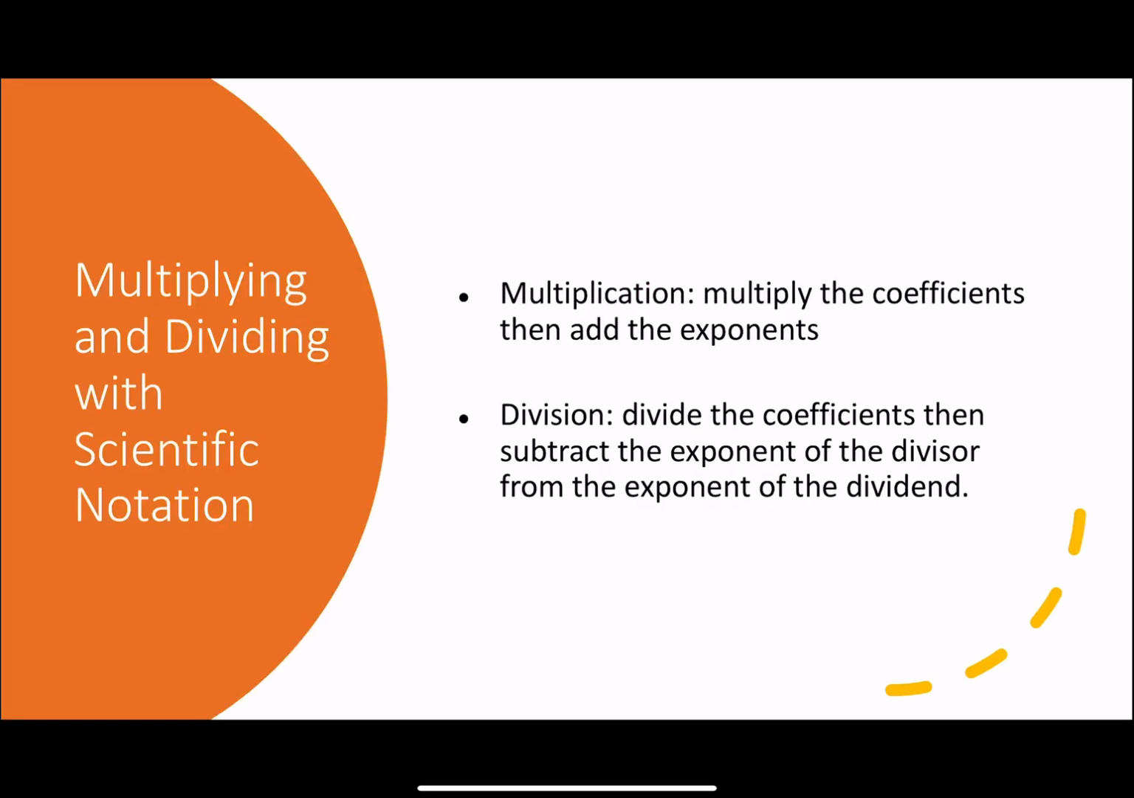Okay, next one, how do we multiply and divide with scientific notation? These ones come in 2 steps. So here's multiplication. The first one is you're going to multiply the coefficients and then add the exponents. And if you're dividing, then you're going to divide the coefficients, then subtract the exponent of the divisor from the exponent of the dividend. These are words talking about which one you're dividing by, or which one you're dividing the other way. So let's take a look at a few examples.